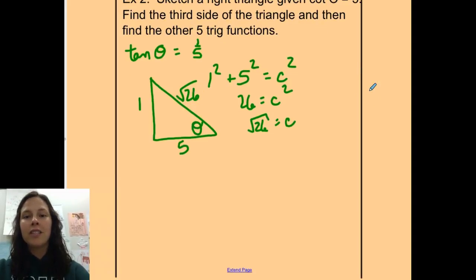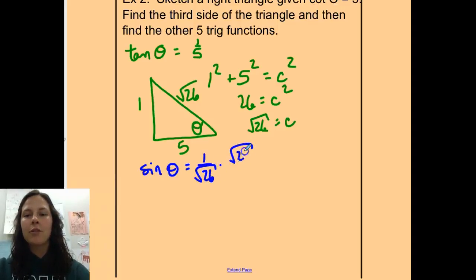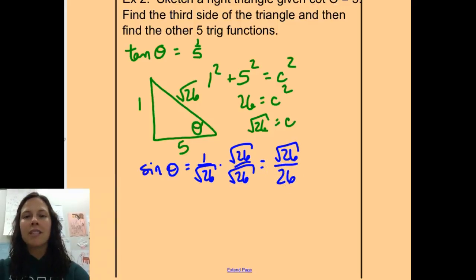We already have 2 of the 6 trig functions, so we need sine, which is opposite over hypotenuse. We can't leave that radical in the denominator, so we would multiply by root 26 over root 26, and I'll show you a fast way for rationalizing radicals as well. In the numerator, 1 times the square root of 26, and in the denominator, those radicals cancel. So notice what just happened. That square root of 26 from the denominator moved to the numerator, and the radical sign disappeared from the denominator.